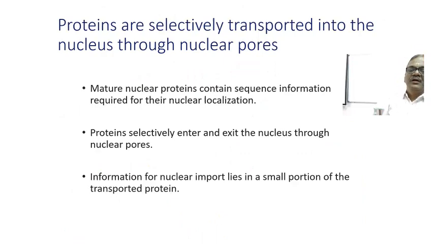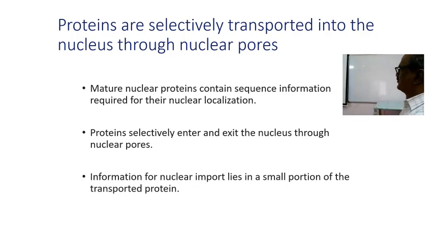And proteins are selectively transported through these nuclear pores depending upon what type of receptor is present. The mature nuclear protein contains the sequence information for localization, and proteins selectively enter and exit the nucleus through the nuclear pores. The information for nuclear import lies with a small portion of the transported protein, that is the signal protein.